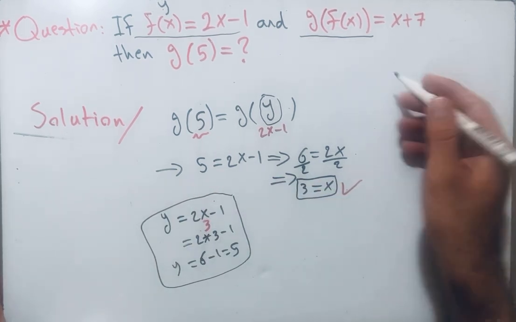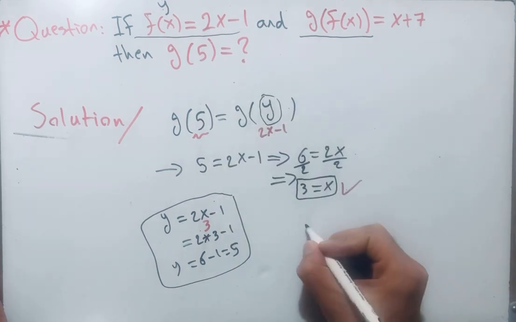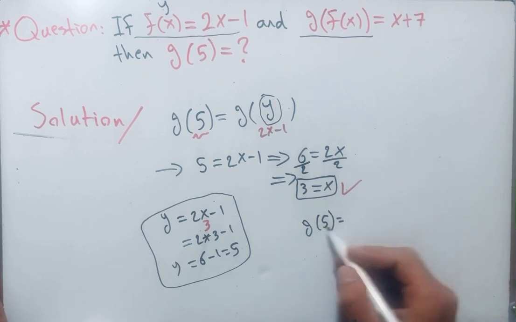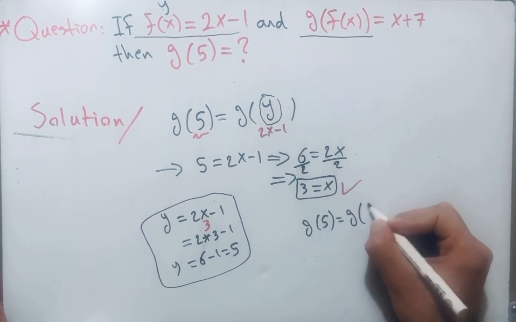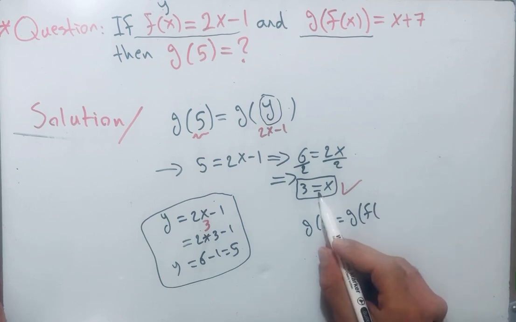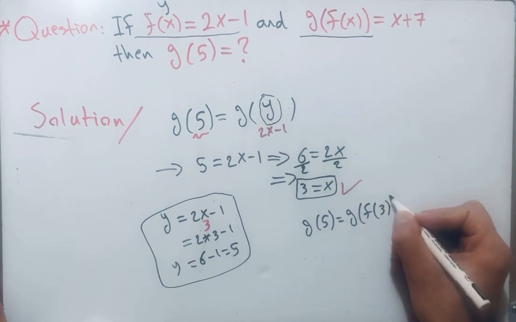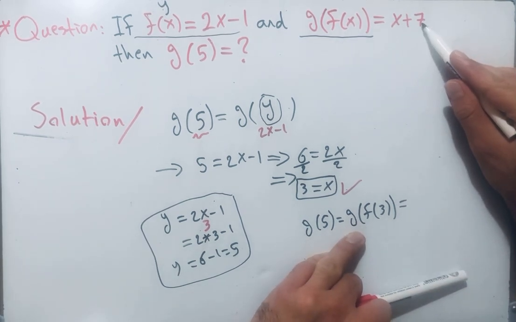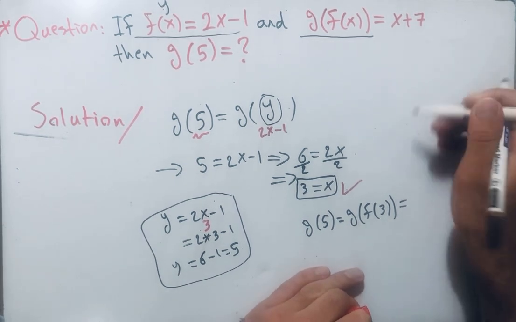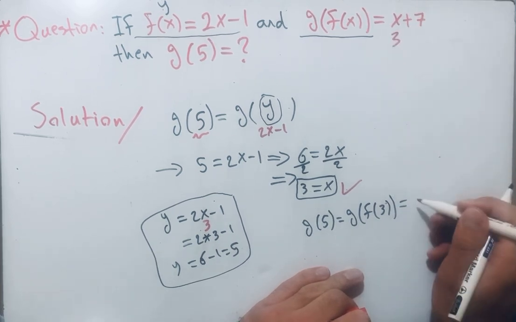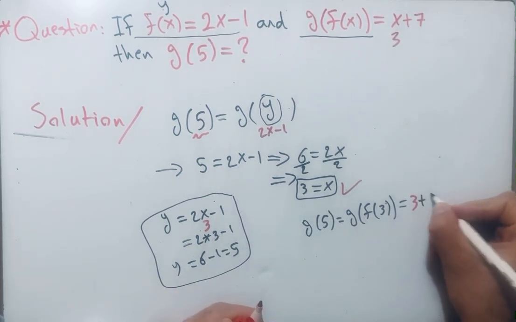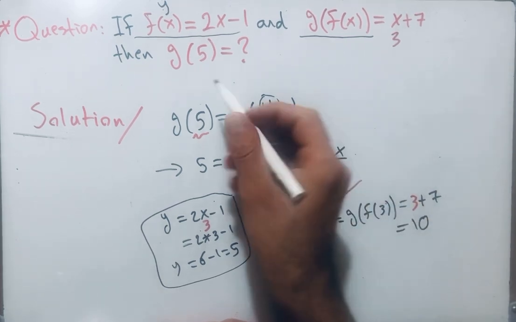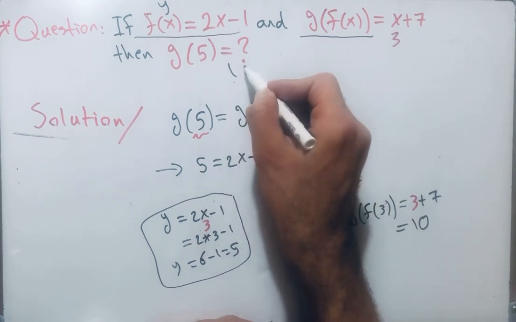Now, to find g of 5. g of 5 is the same as saying g of f of, what value did we find? 3, right? So remember, g of f is x plus 7, so we put 3 instead of x. So it becomes 3 plus 7. So the whole thing becomes 10. So g of 5 is actually equal to 10.